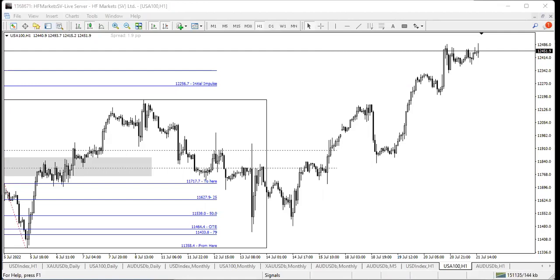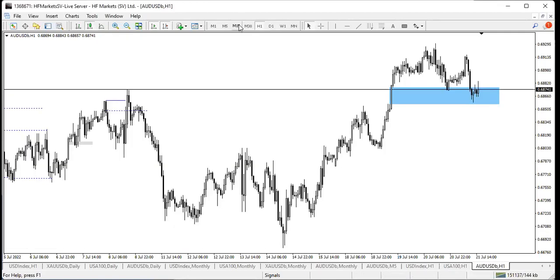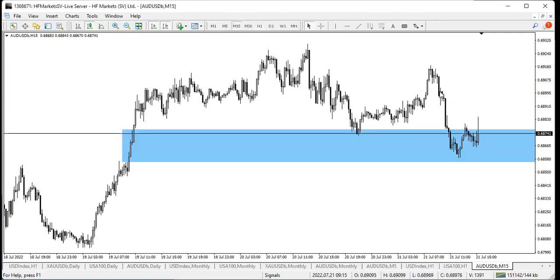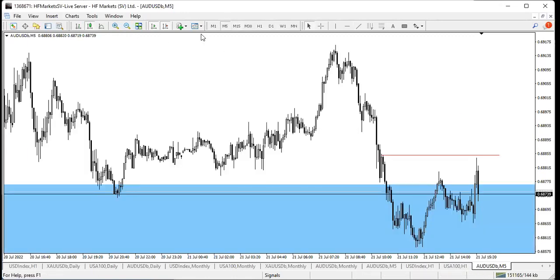15-minute FVG on AU. Oh, it tagged here. I see. Zoom into this price action. Prefer it on a 5-minute chart.